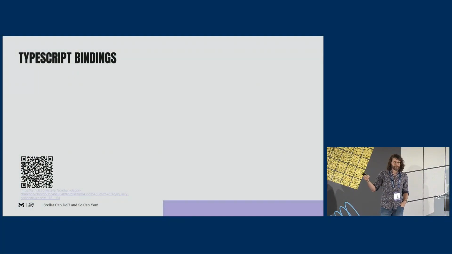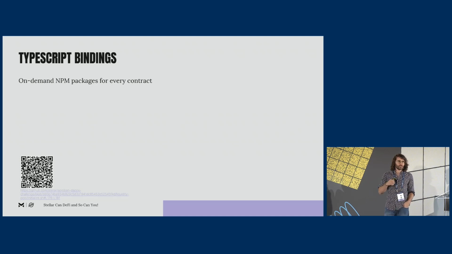With the TypeScript bindings, we'll call it, generated libraries, TypeScript bindings. I feel like the language is a little bit undefined still, but it's on-demand NPM packages for every contract. So again, this gives you full type ahead in your editor. If you've used TypeScript, it's generating a TypeScript library.